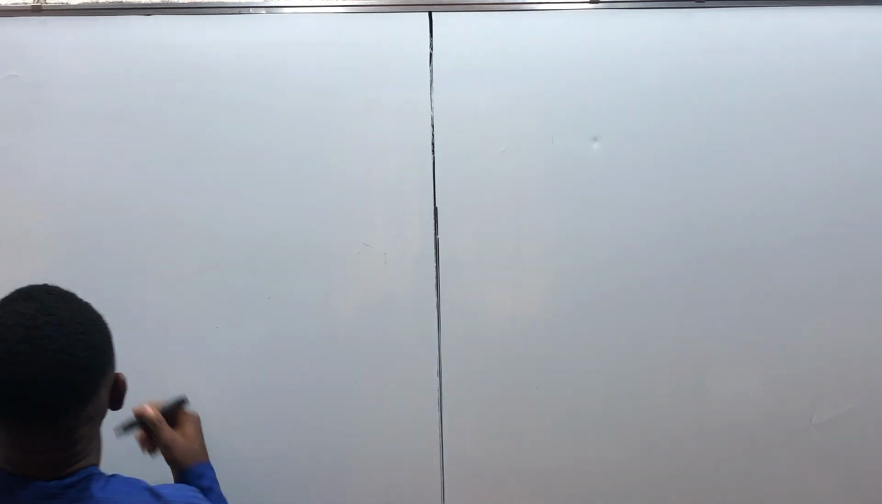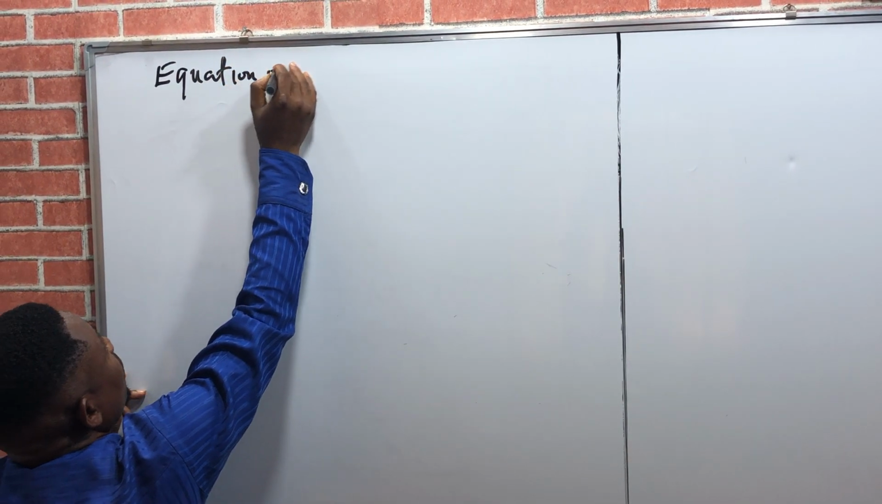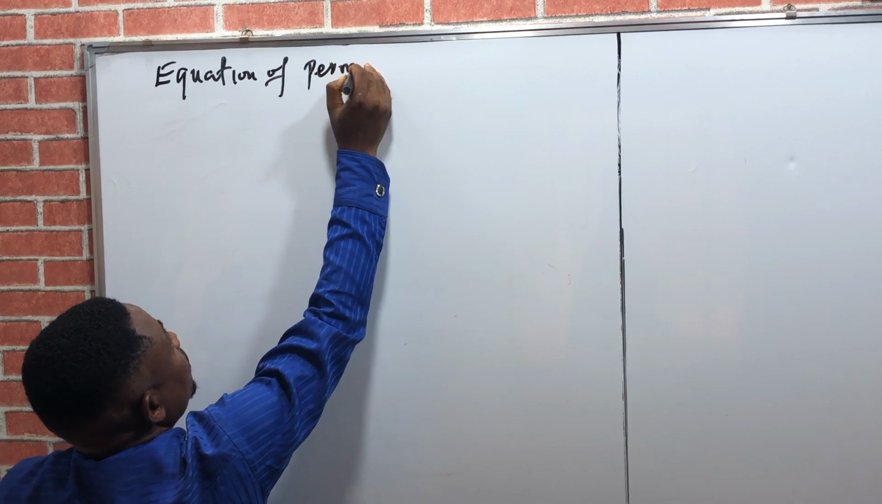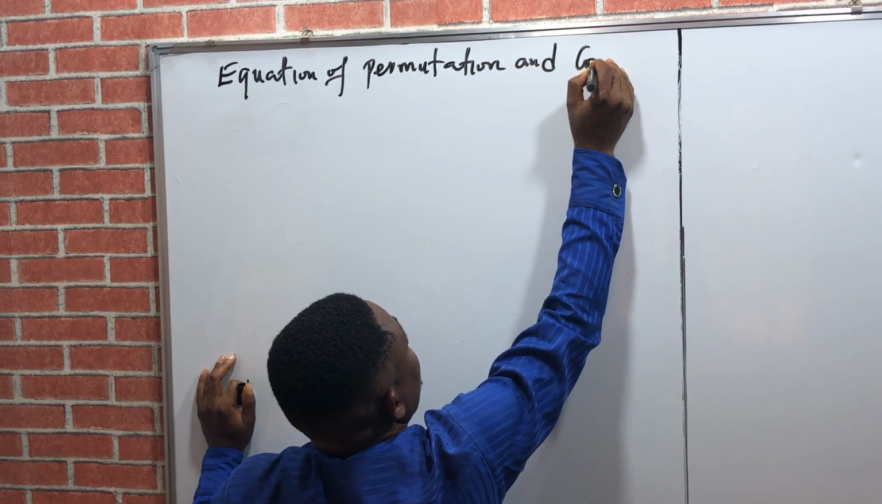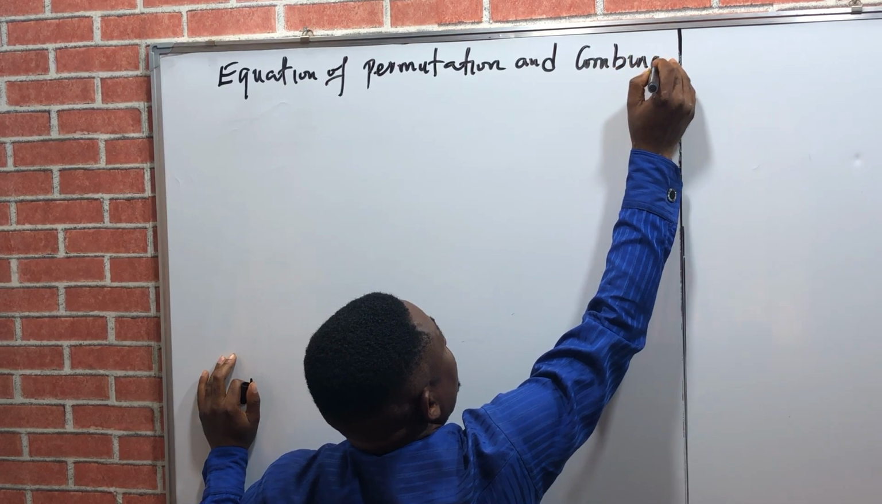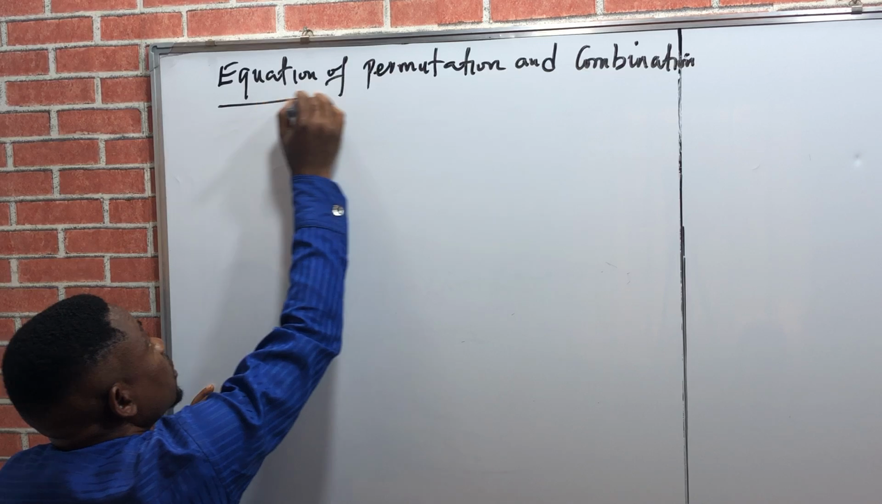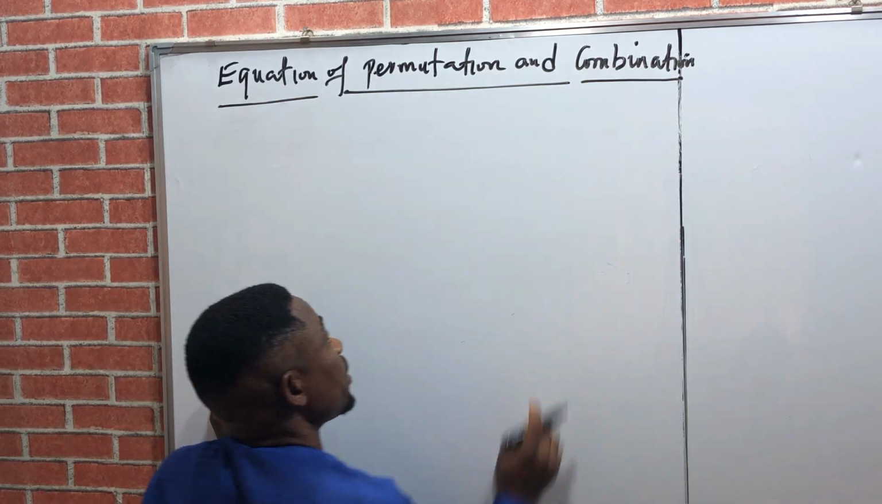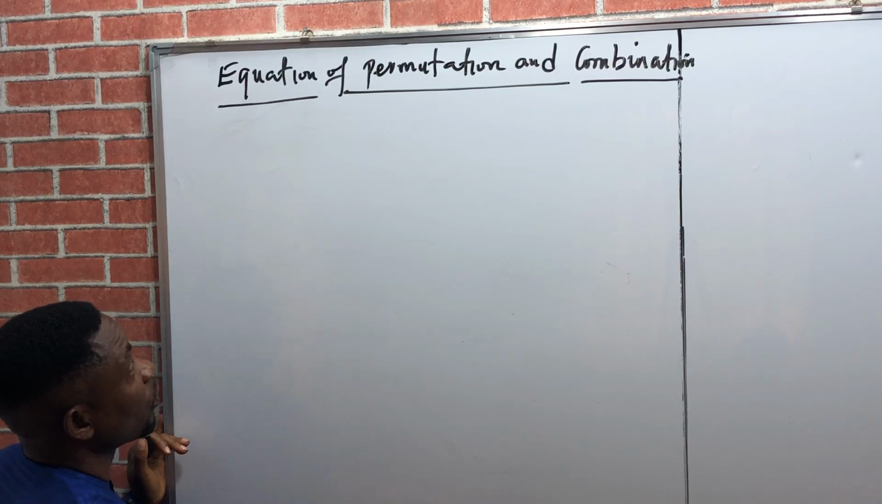So in today's video, we are going to be looking at another topic, and that topic is called equation of permutation and combination. Equation of permutation and what? Combination. Now we are going to take a side of problem on equation of permutation and combination.